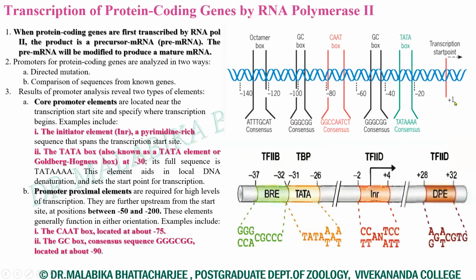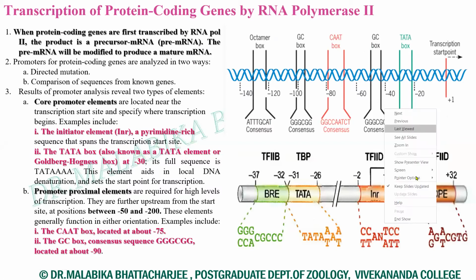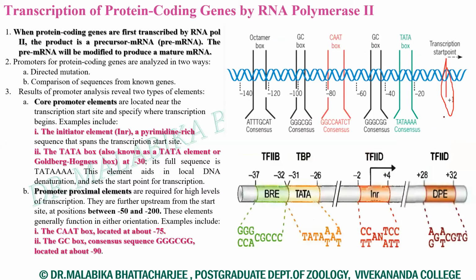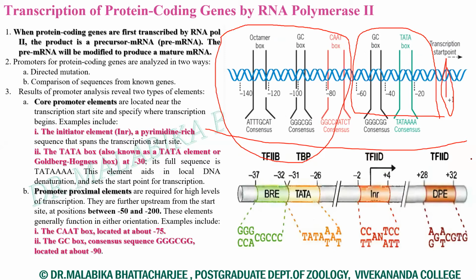If we have an initiator +1, this is the transcription start point, and the first 50 base pairs form our core promoter, and the next 50 to 200 base pairs follow. As I said, around 200 base pairs of sequence form the eukaryotic promoter. The first 50 bases adjacent to the transcription start point are the core promoter. The core promoter also includes this +1.